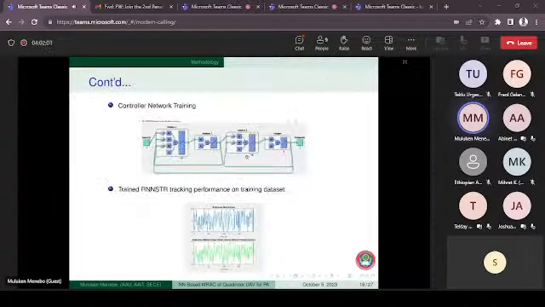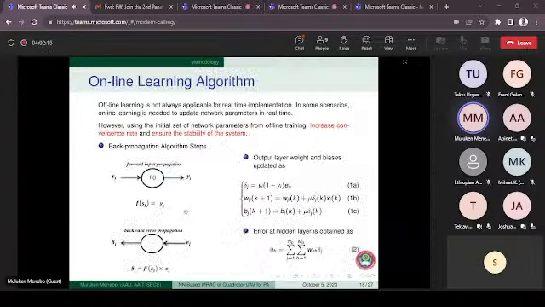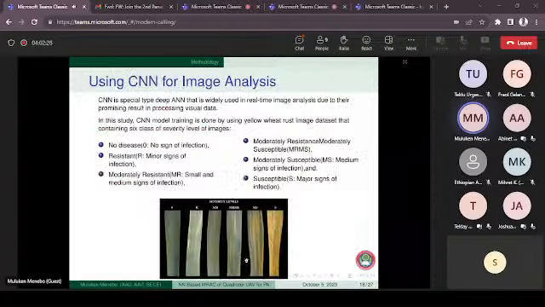This is the controller network. This is the controller performance on the training data set. As you can see from the figure, the neural network output perfectly tracks the reference model output, right? The last step in the controller design process is to implement the online learning algorithm. To implement it, we first implement an offline learning algorithm to get the initial set of network parameters. This is the algorithm used to update the network parameters in real time.